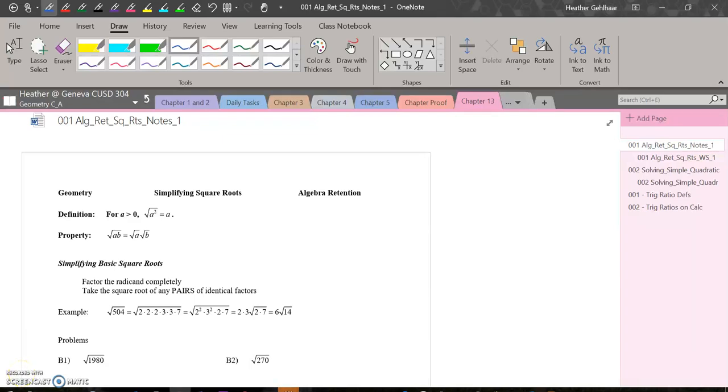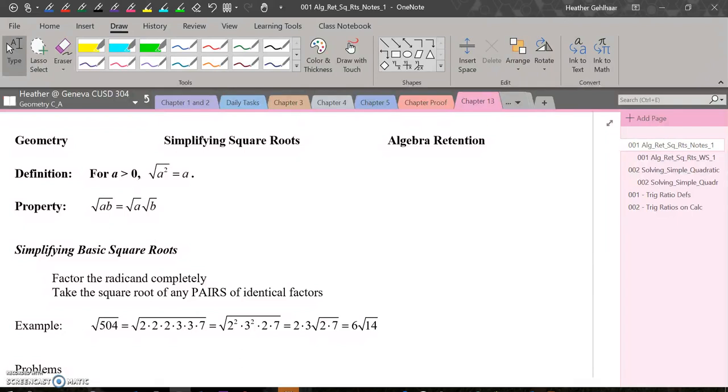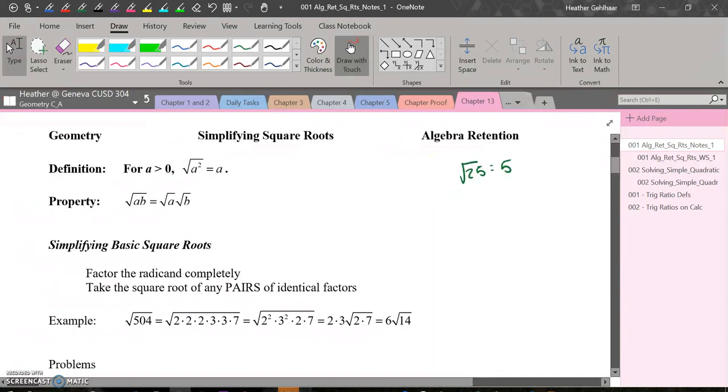All right, so the lesson today is simplifying square roots. In the past, we simplified square roots by typing them into the calculator to get the approximate decimal answer, or when we have seen something like the square root of 25, we know that's 5. This is a perfect square. Before we get started doing some examples, let's take a look at these definitions and properties.